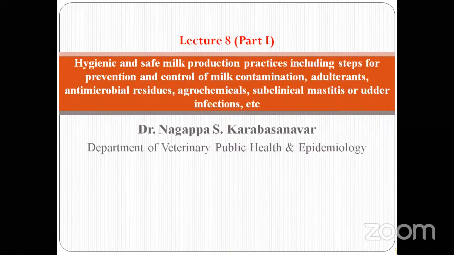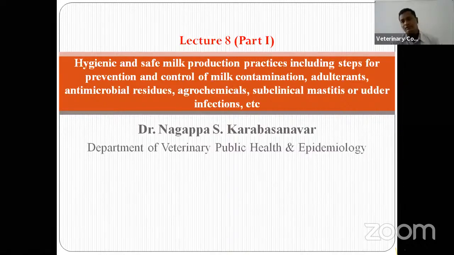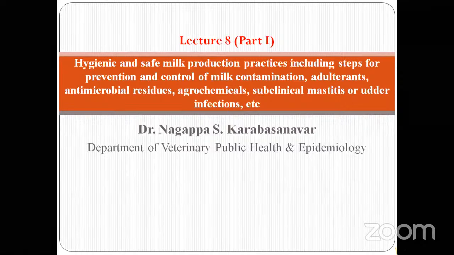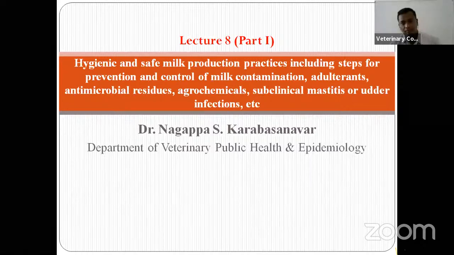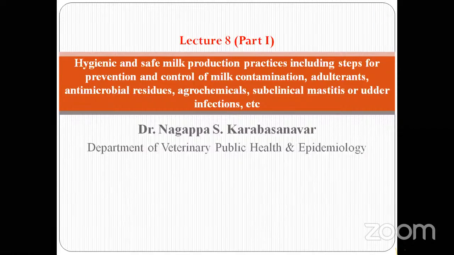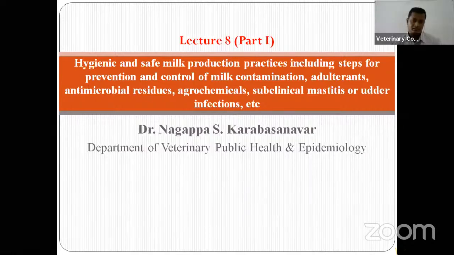In the subsequent class we'll discuss the adulterants, the residues, the agrochemicals and other kinds of chemical hazards that could be introduced into the milk supply chain and that have profound public health implications. So let us start with part one of this lecture, that is hygienic and safe milk production practices and subclinical mastitis and other udder infections.